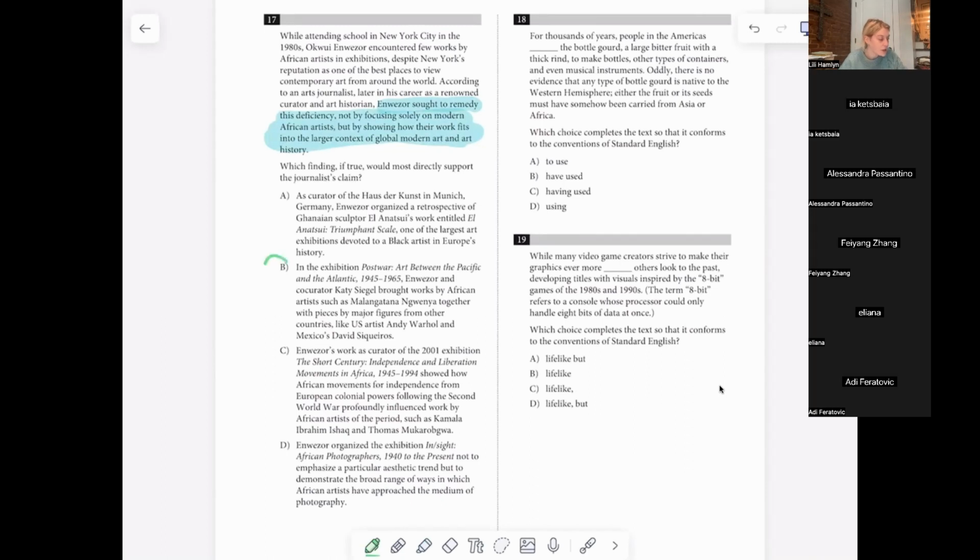Yep, perfect. This finding that he brought works for this exhibition, brought works from African artists together with pieces from other countries like Andy Warhol and David Siqueiros, because that's showing that he was putting their work into the larger context of global modern art and art history.